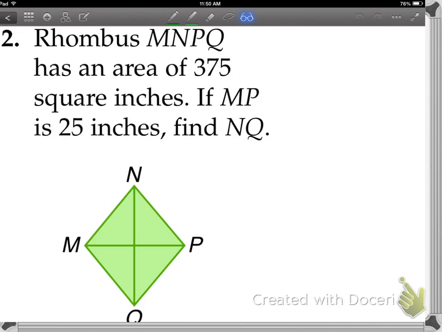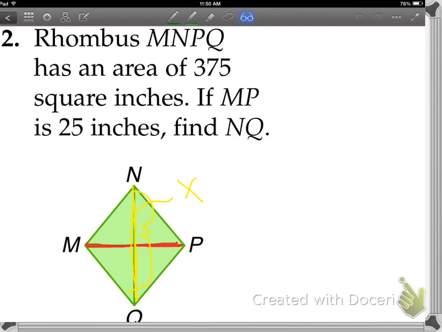Okay, one more example. This time we're given a rhombus, and we know its area. We know one of its diagonals. MP, this segment here, is a diagonal. We know that it is 25. Now, what it's asking for is NQ, which is the other diagonal. Well, we'll just put a variable on that other diagonal. And what I mean here is that X is the whole deal, because 25 was the whole other diagonal.